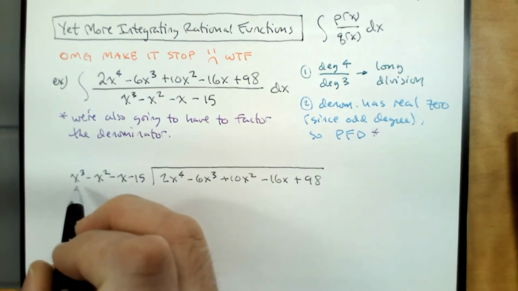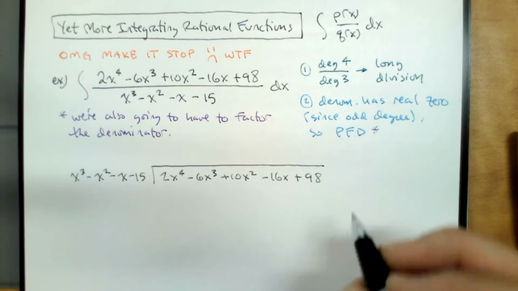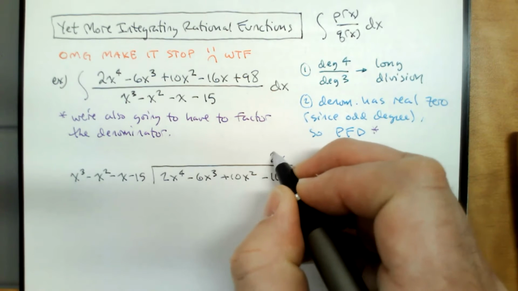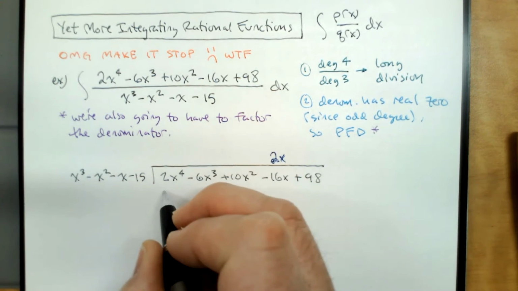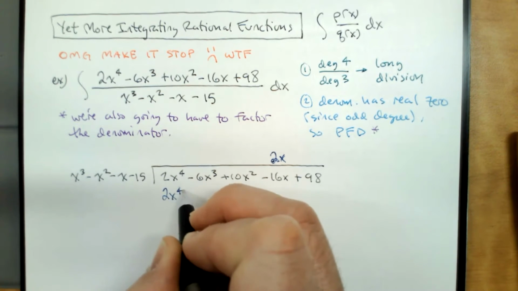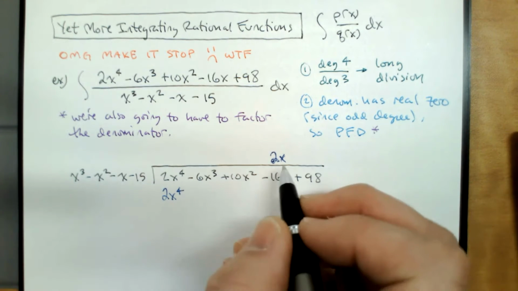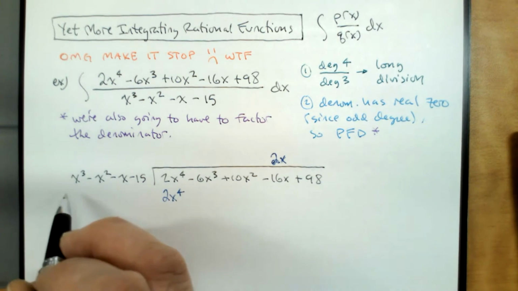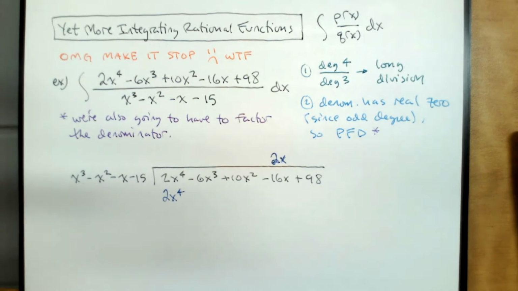So I need to subtract x to the third from 2x to the fourth. I need to do that 2x times. What we're trying to make happen is multiplying so that this 2x to the fourth, these will cancel out. But I have to multiply. I have to subtract 2x times this whole thing. I'm going to subtract x cubed minus x squared minus x minus 15 from this. Is it minus 15?